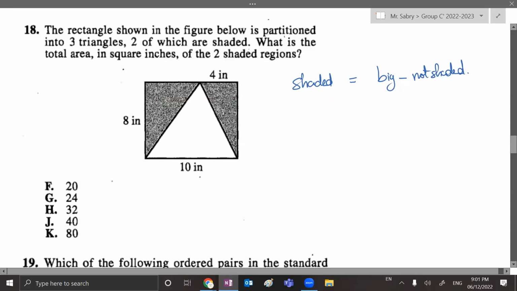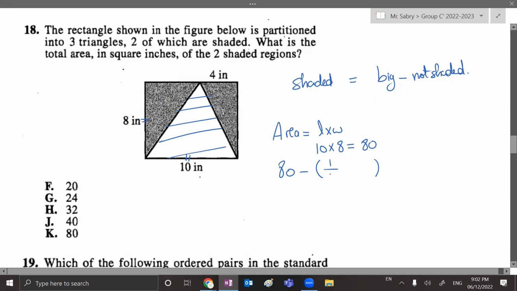What does that mean? I'll get here the area of this whole rectangle. The area of a rectangle is supposed to be length times width. So the area of the big rectangle is this 10 multiplied by this 8. I have the lengths here. 10 times 8, that's 80. 80 is the area of the big thing. Now I'll remove from the 80 the area of the white triangle. This triangle here. So what's the area of a triangle?